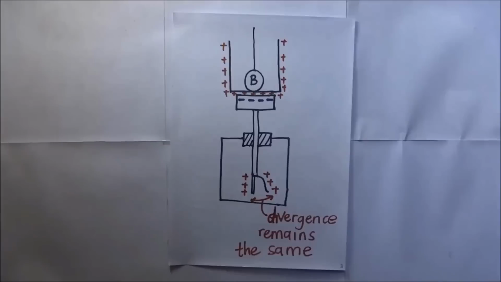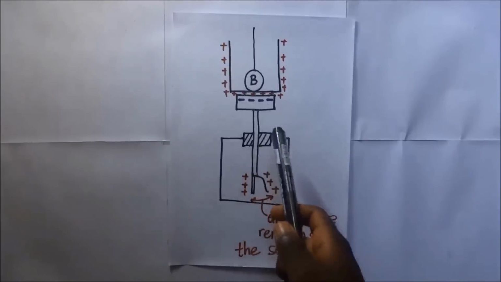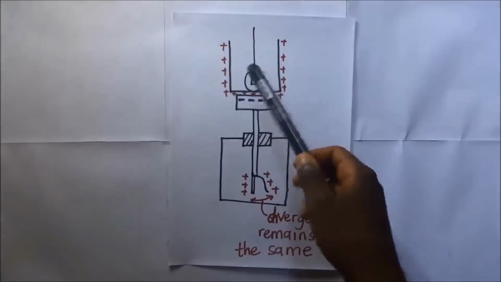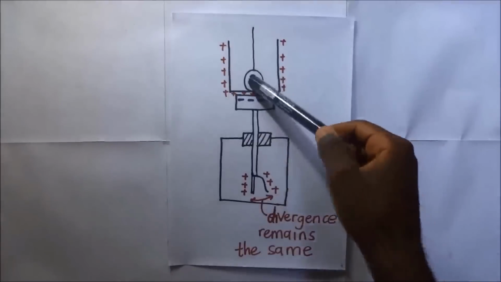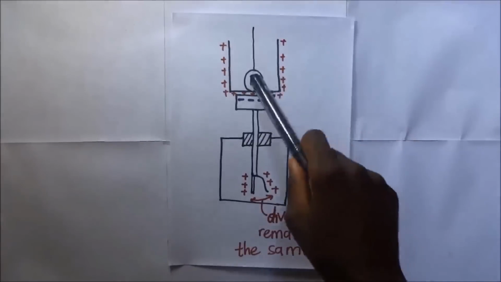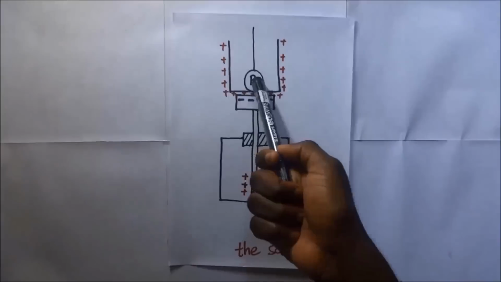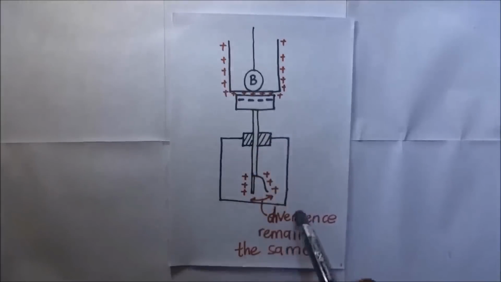Initially we had put it in when it was positively charged, but when we let this sphere B touch the walls of the ice pail, then we remove it and test for the charge on B, we will find that B does not have any charge. Now why does that happen? It's no longer having a charge, but the divergence of the gold leaf is still remaining the same. So the question is, why is it that sphere B, which was initially charged, is no longer charged?